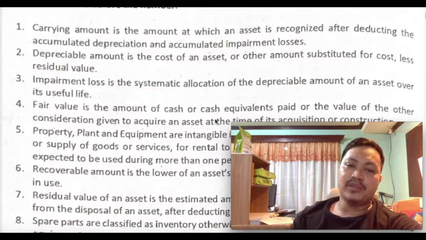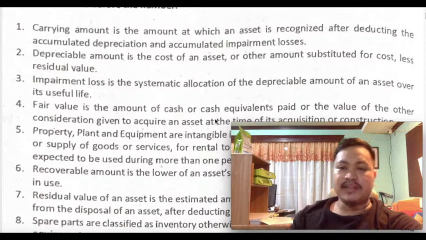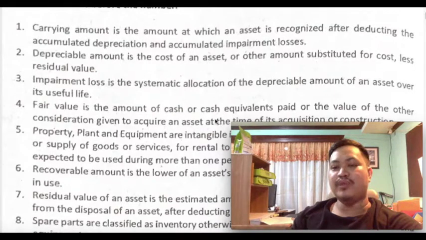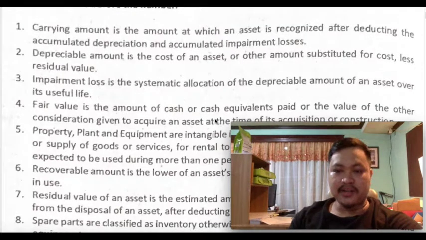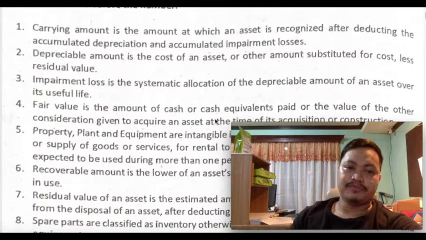The benefit we derive from the asset is not from the value that we will get if we were to sell the asset, but from the value we derive when we continually use the asset in our business operations. But as far as the standards are concerned, class, definitely the definition provided in number 2 is the definition provided for depreciable amount. And that makes number 2 true.